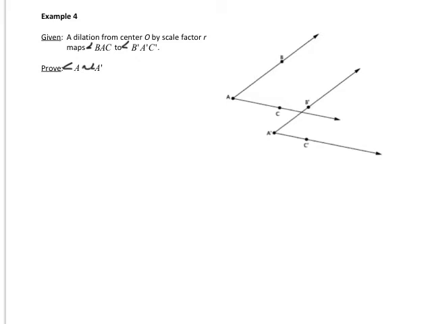I want to show that angle A is congruent to angle A prime. Kind of what we just did. We already talked about this, but we're going to do this in a little proof. So here we go. It's going to be slightly informal. If I look at these lines here, the first statement I'm going to say is that AB is going to be parallel to A prime B prime, and AC is going to be parallel to A prime C prime. So that's my first statement.